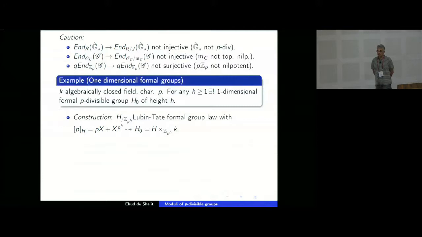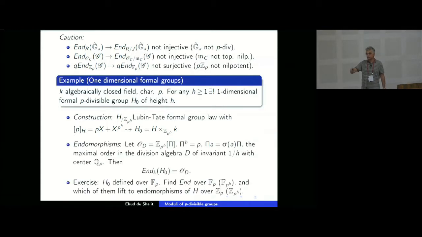So how do we construct it? One way is to take, if you know about Lubin-Tate formal groups, if you've studied local class field theory, maybe you've come across them, you can take the Lubin-Tate formal group law over the ring of integers of the unramified extension of degree h of Q_p. For example, one that is associated to the polynomial px plus x to the p to the h, and reduce this one. We will later see how this one reappears as what's called the canonical lifting of H_0. That's a very cheap way of constructing this H_0 if you believe that it is unique.